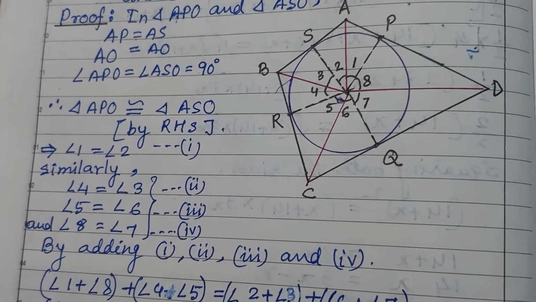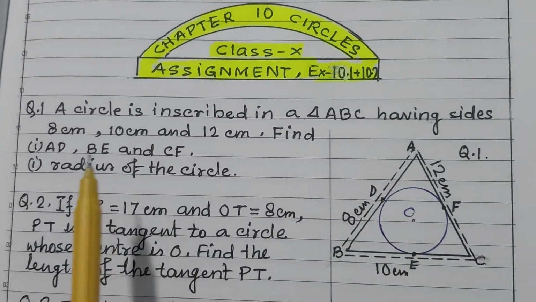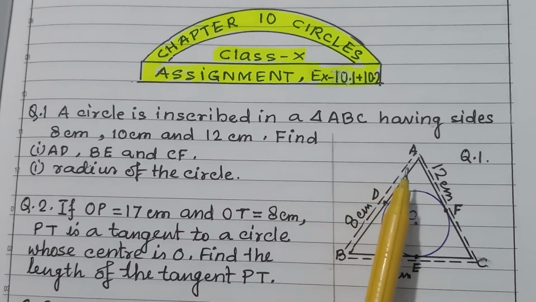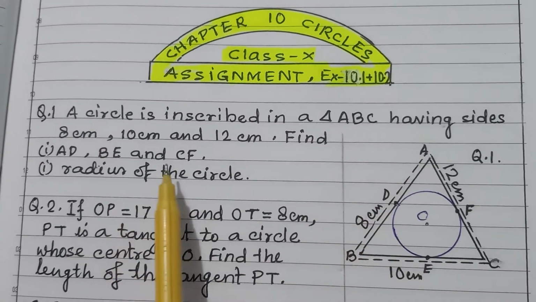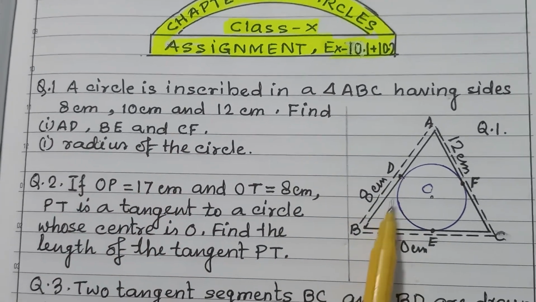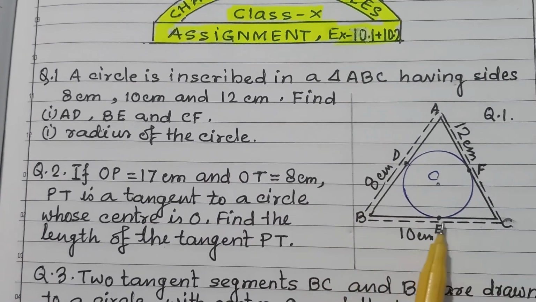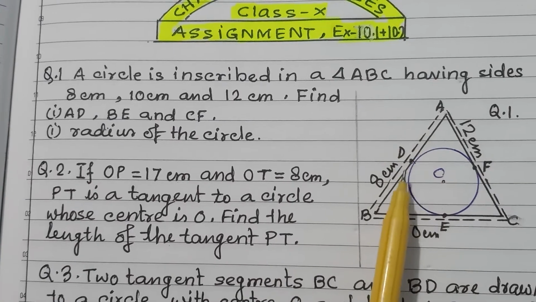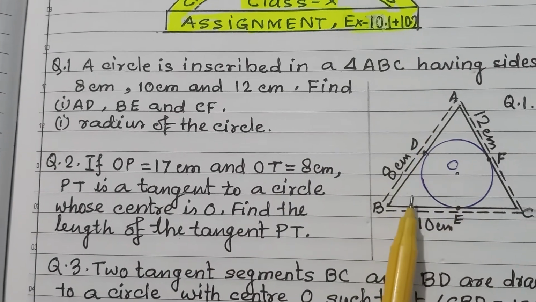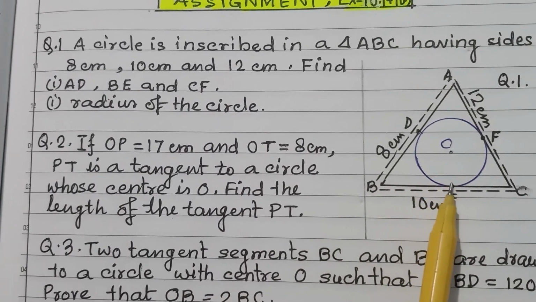Next is an assignment I have given here. There are 5 questions. The first question: a circle is inscribed in a triangle ABC having the sides 8 cm, 10 cm, 12 cm, and find AD, BE and CF. These 3 parts we have to find out, and find the radius of the circle. Radius is a length you have to find out.